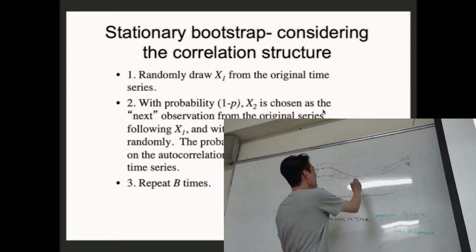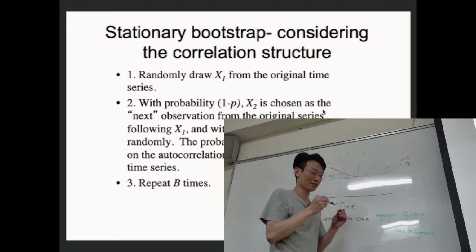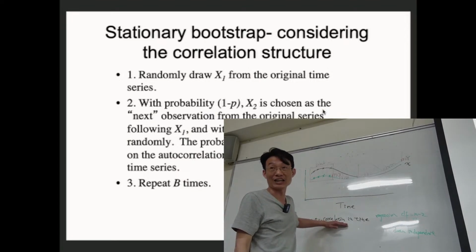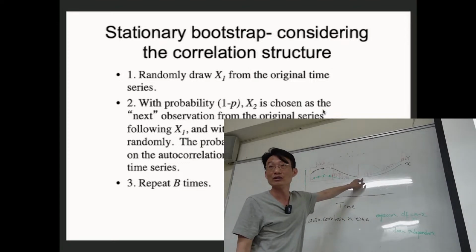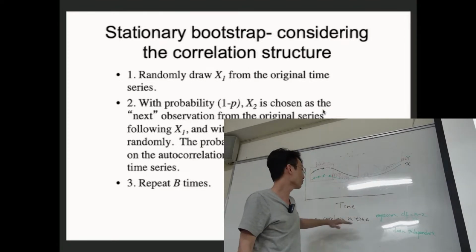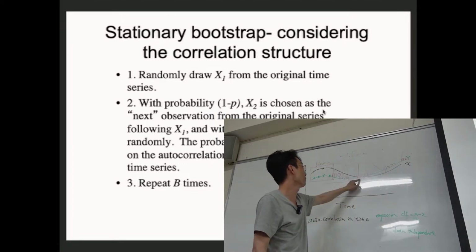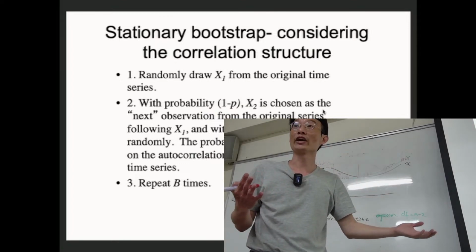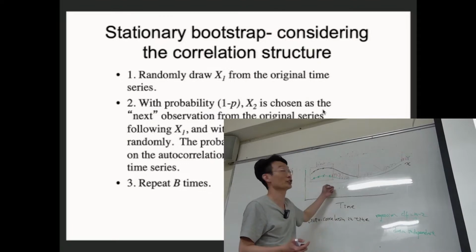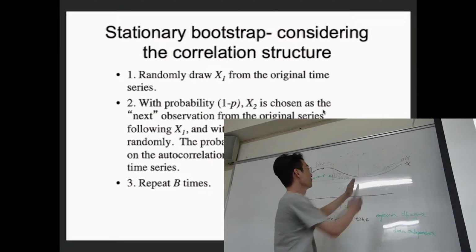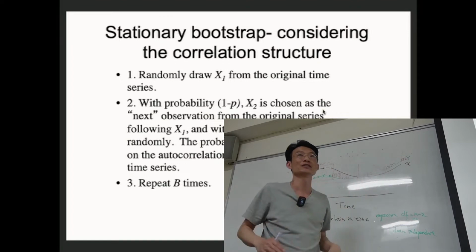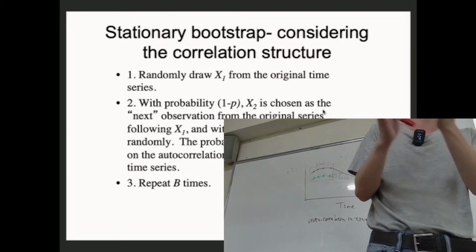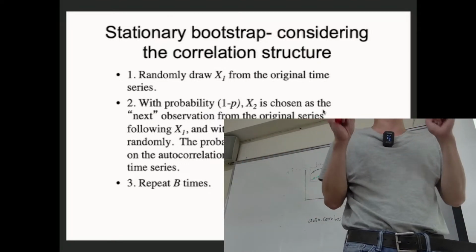And then the question is, how do you decide whether you choose the next one or jump? If the autocorrelation is large, there's a higher probability you choose the next one. If the autocorrelation is small, there's a higher probability you jump. If the autocorrelation is strong in your original data, you are more likely to choose the next one. If you continue to choose the next one, of course this is a block. So it's somewhere in between: there's randomness from the bootstrap, but the block concept is preserved. It's called the stationary bootstrap.